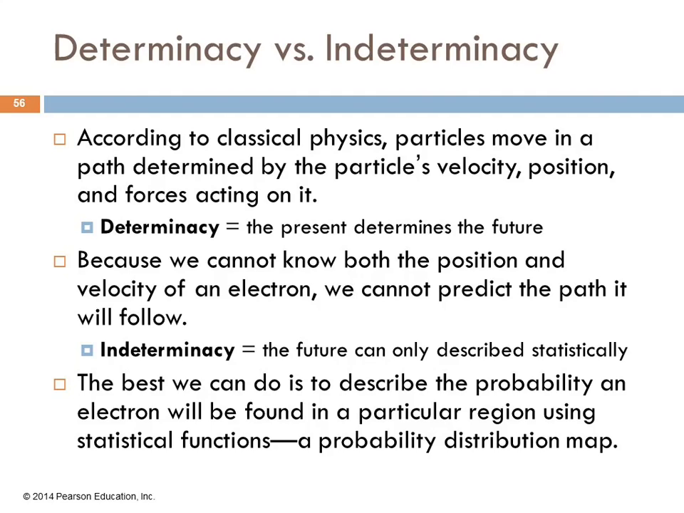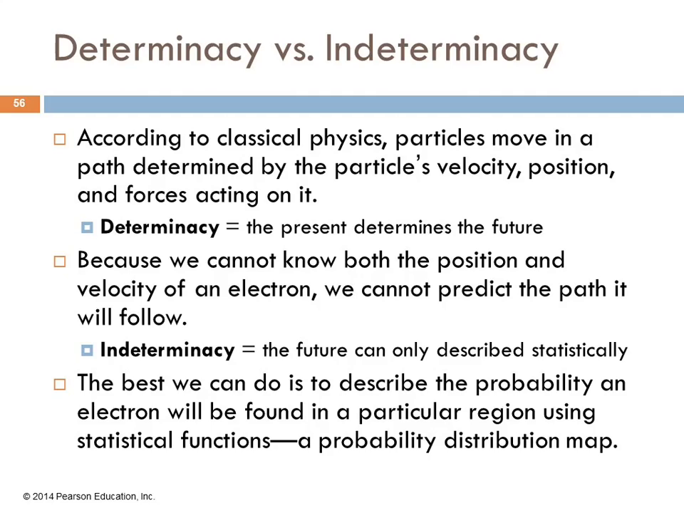Okay, classical physics, Newtonian physics, holds that particles move in a path determined by the particle's velocity, its position, and the various forces acting on it. This is called determinacy. So the present state of this particle determines what's going to happen to it in the future. If you're throwing a baseball, it has a position, it's in your hand, you're applying a force to it. Once you let it go, it will have some momentum from that, but it also experiences the force of gravity and some wind resistance, and all of these are factors, and we can predict what's going to happen with the baseball.